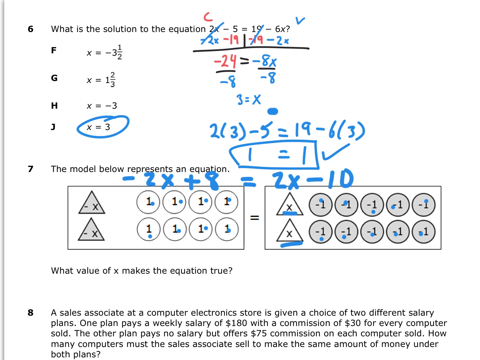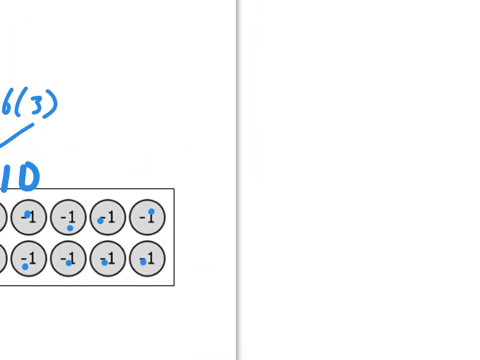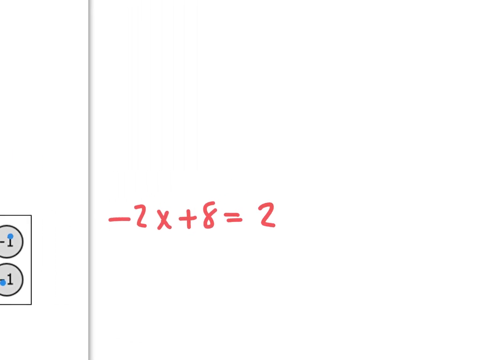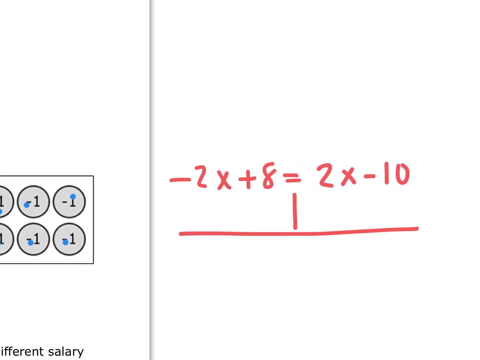Once again, this looks exactly like the thing we just did. So we want to write those two down. Negative 2x plus 8 equals, let's make sure it's equals, 2x minus 10. And now we can solve this. So this time I'm going to move the constants to the left again. So plus 10, and that gives me 18.